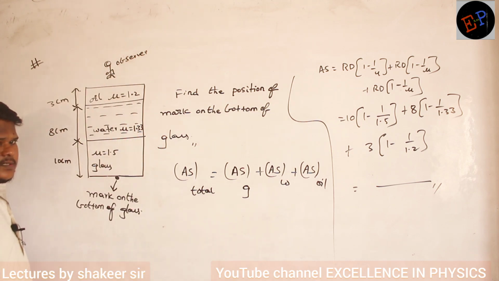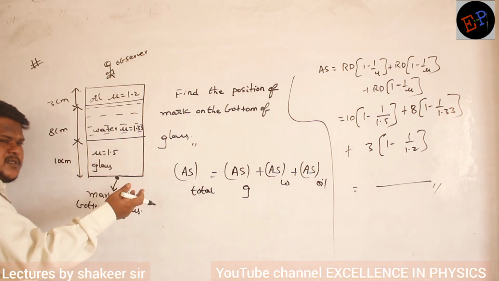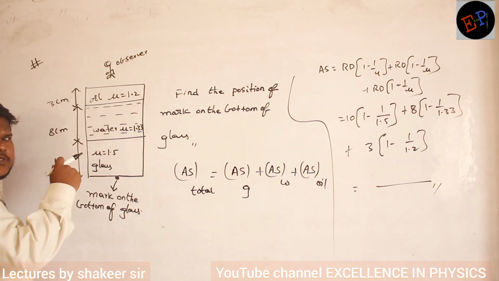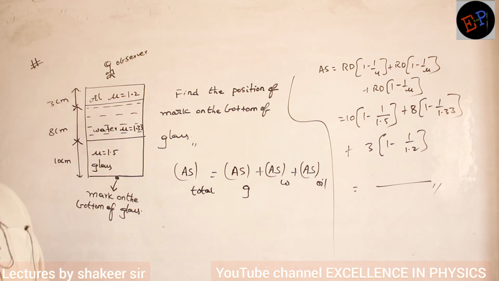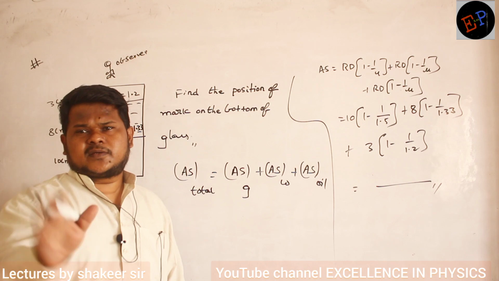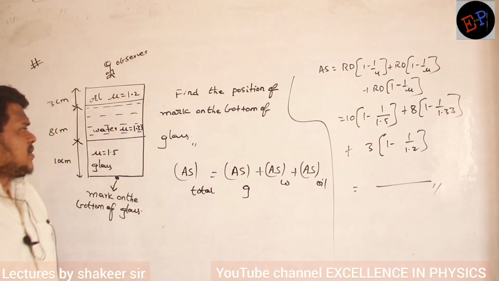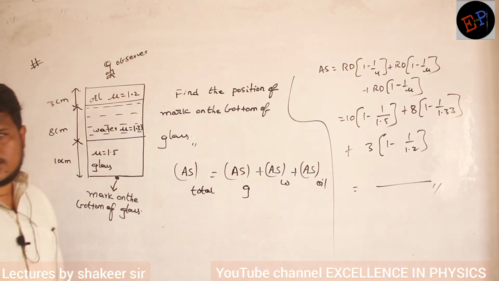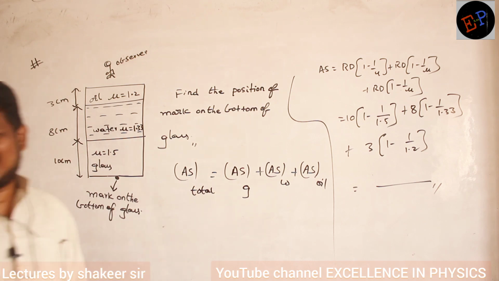Understood now how we are doing this? Because of glass there will be some shift. Because of water also there will be some shift. Because of oil also there will be some shift. Add all three of them, then you will get the total shift. Okay? I want the total.